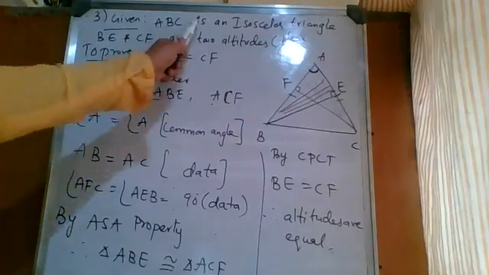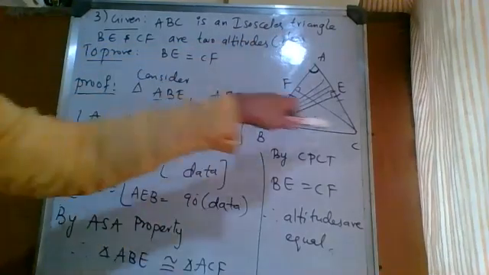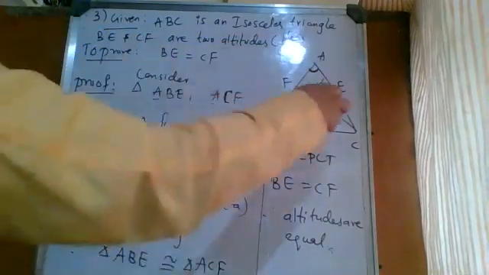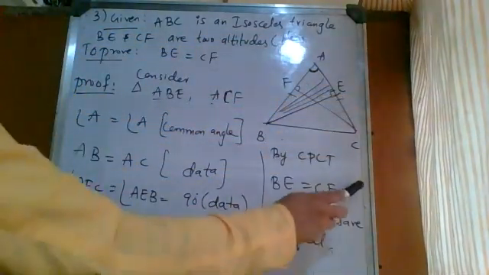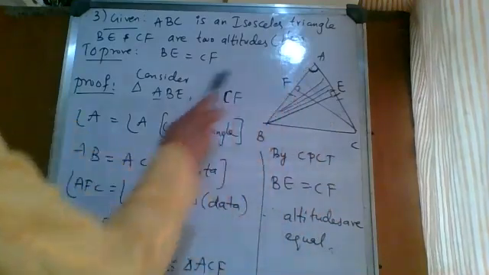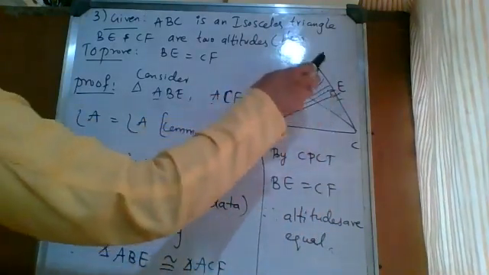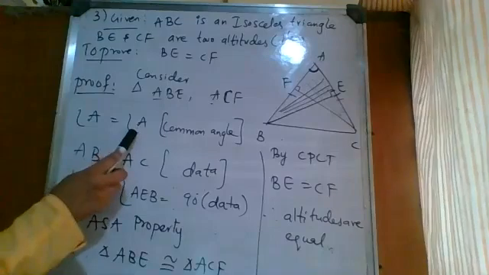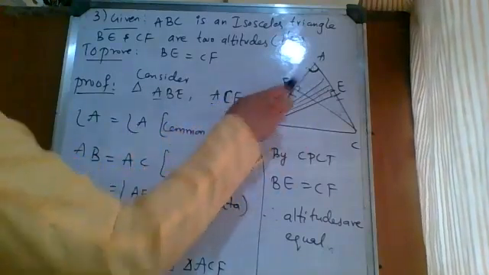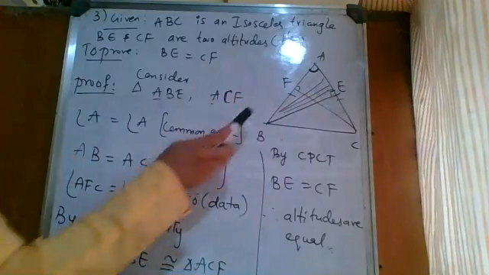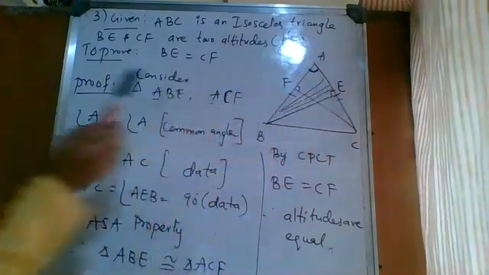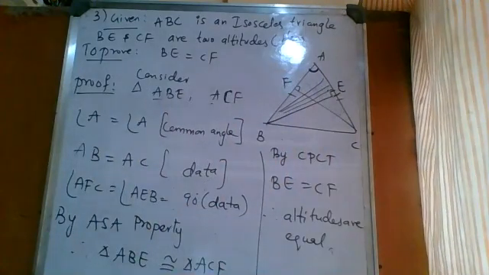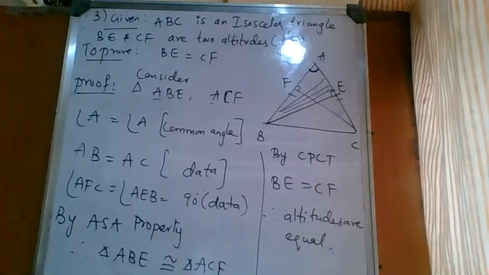See, what is given? ABC is an isosceles triangle. If it is an isosceles triangle, AB is equal to AC, and BE and CF are two altitudes. Now we have to prove that these two altitudes are equal. Consider triangles ABE and AFC. Angle A is equal to angle A. This is a common angle, and given AB is equal to AC. Angle AFC is equal to angle AEC, which is 90 degrees. These two angles are equal.